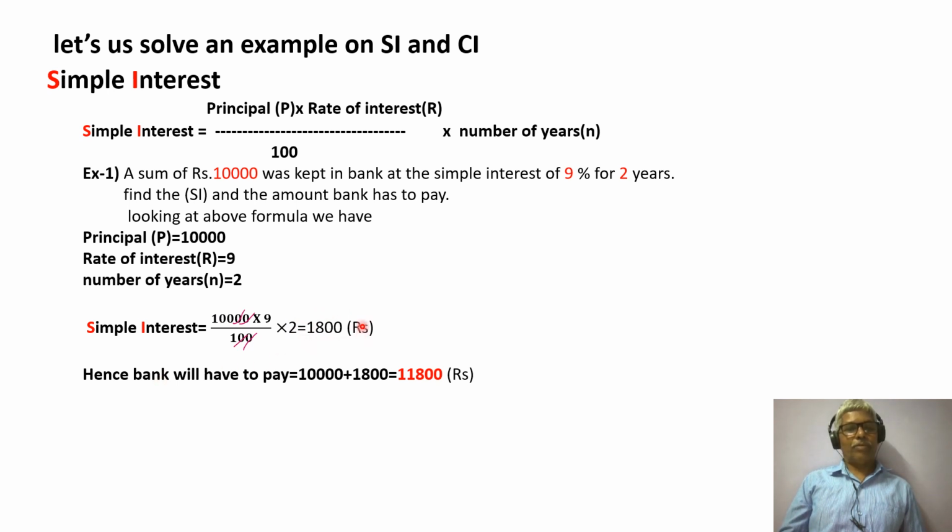So this is only interest. Remember, in case of compound interest previously we found the total amount, and here we get only interest. So we denote it like that, total amount with compound interest, and this is only simple interest. Remember that. Hence when the bank has to pay, we have to add it separately: 10,000 plus 1800 is 11800 rupees. Okay, this is one example on simple interest, and we will be calculating the same example by compound interest also.